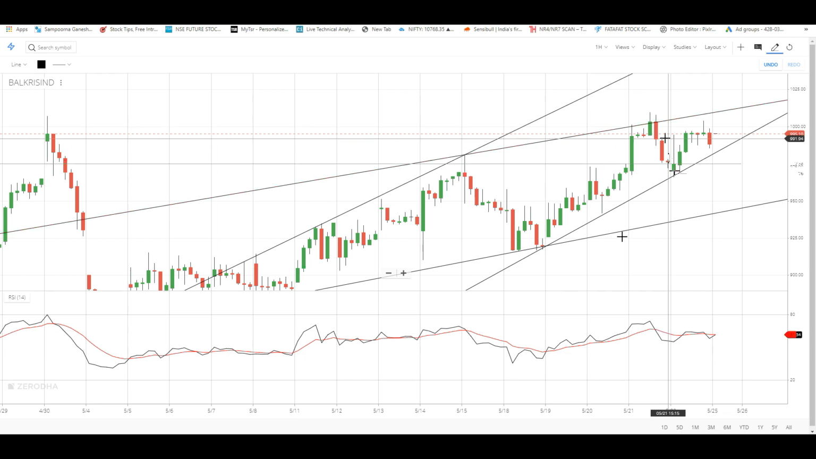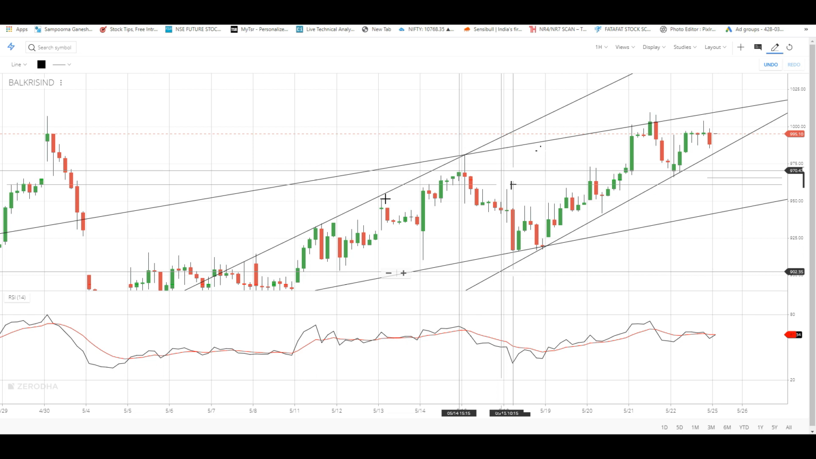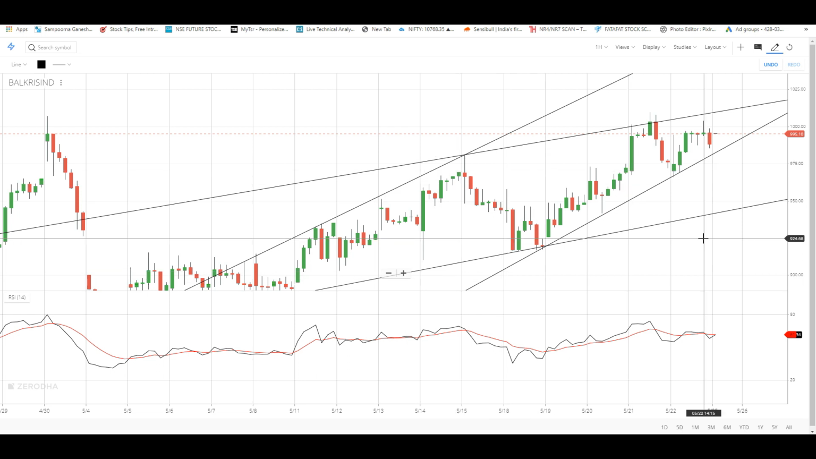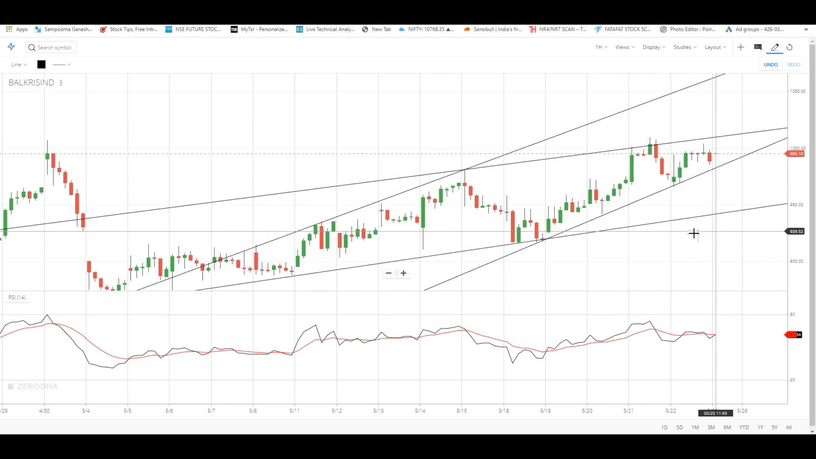Now you combine these two, trend line supports and other things, and you can use it for your own advantage. Now this was one of the things which we have.